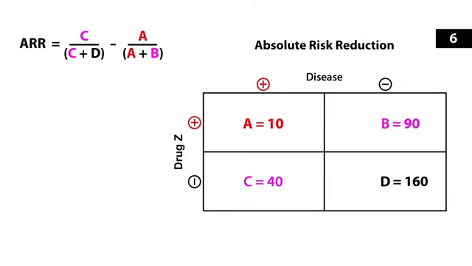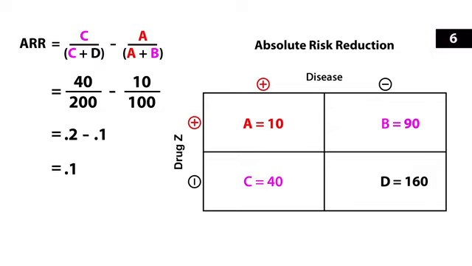So the equation is C divided by C plus D minus A divided by A plus B. This comes out to 40 over 200 minus 10 over 100, or 0.2 minus 0.1. So the absolute risk reduction with the study drug is 0.1, which is 10%.